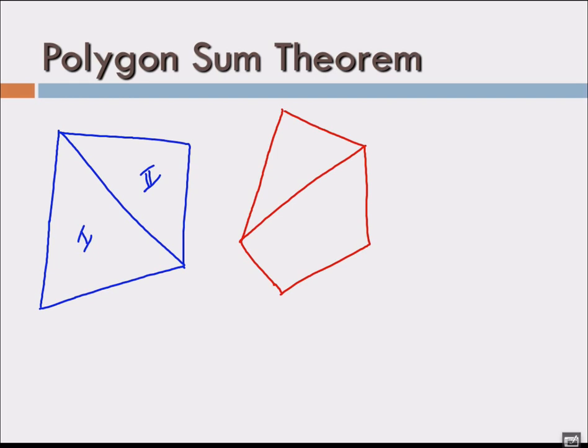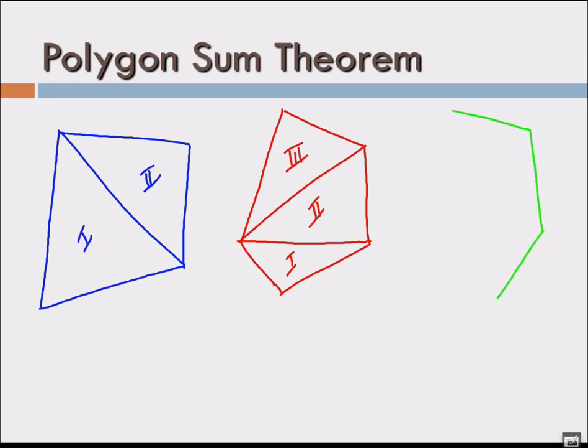Let's take an easier approach. Let's do this. 3 triangles. Triangle I, II, and III. Each one of those is 180. Add them all up. 3 times 180 is 540. Okay. Let's go to a hexagon then.